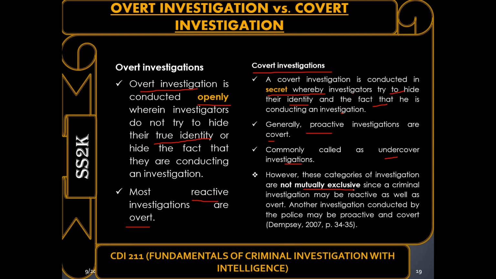Pwede pong magkasama. No? For example, yung covert ay usually proactive. Yung overt naman, reactive. So, combination of the two. No? Another investigation conducted by the police may be proactive and covert. Ayan po, no? Yung difference ng overt investigation, lantarang pag-iimbestiga, samantalang yung covert investigation po ay patagong pag-iimbestiga para malaman ang katotohanan at para makaresto ng mga gustong arestuhin.